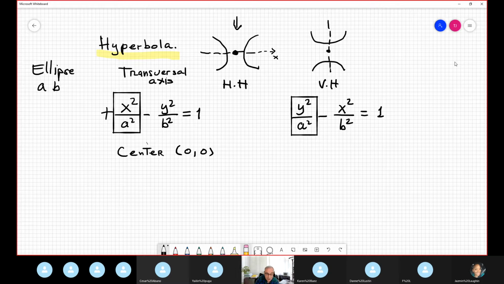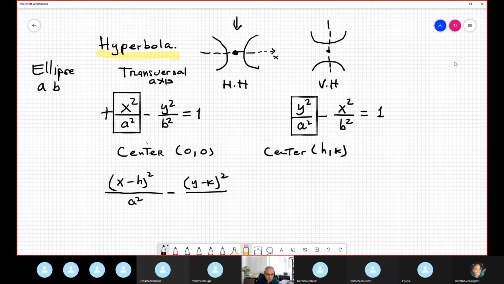But when the center is another point, h, k is normally the letter pair we use for the center. Our equation changes a little bit. It's x minus h. Remember, the letter h is always associated with x. Minus y minus k squared over b squared equals 1. Here it's exactly the same: y minus k squared over a squared minus x minus h squared over b squared. Okay, that's it.